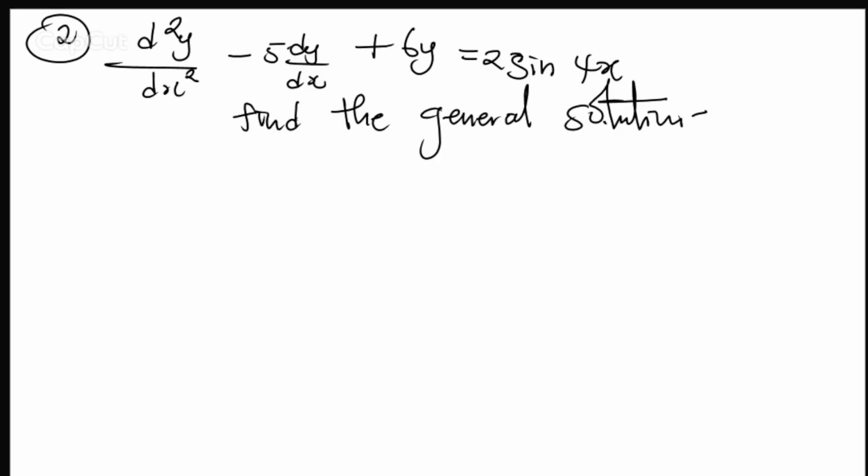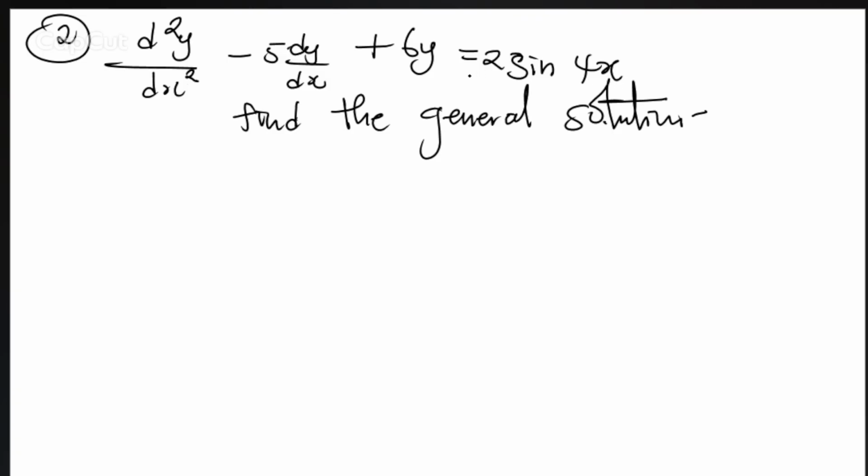So from the above question, we are given to find the general solution for this particular equation. Look at our equation. Our equation is simply d²y/dx² - 5 dy/dx + 6y, and that is equal to 2 sin 4x. Are we together?